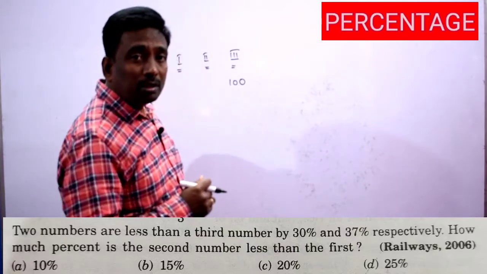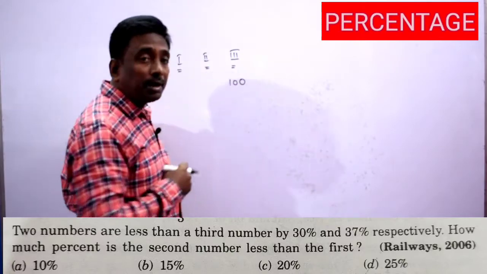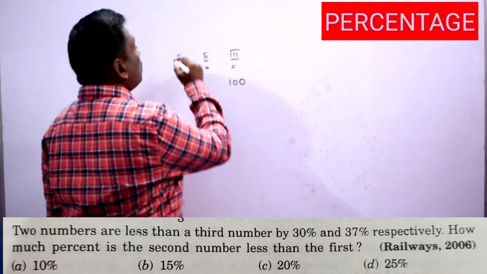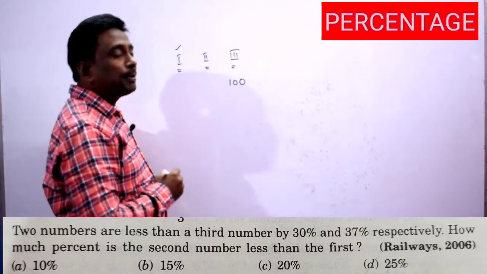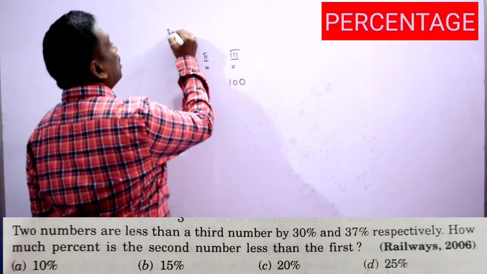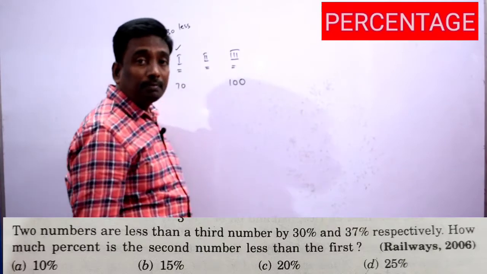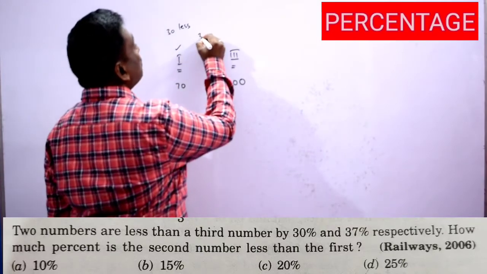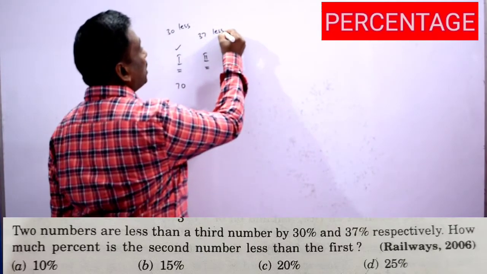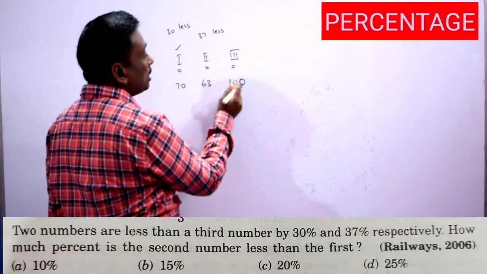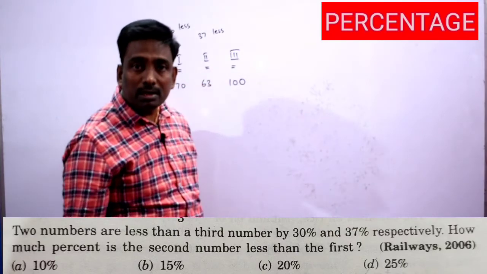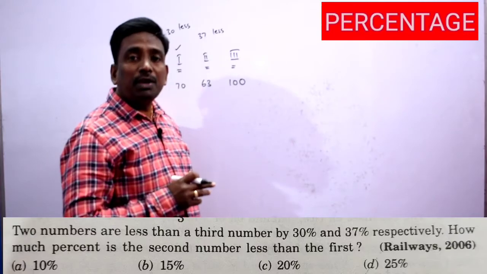Here I am assuming that the third number is 100. What about the first number? This is 30% less, means directly take this as 70. The second number is 37% less. That's why take 37 less than the third number, that is 63. This is the given information.